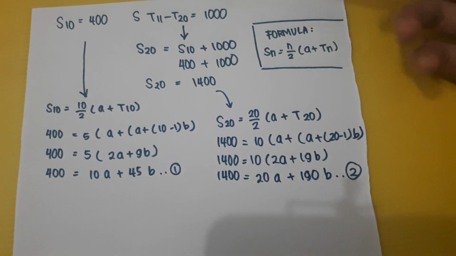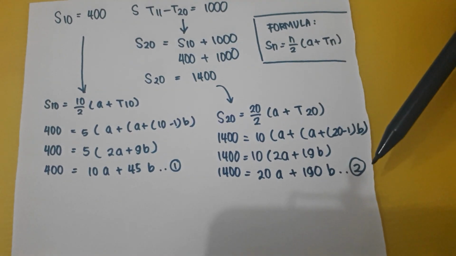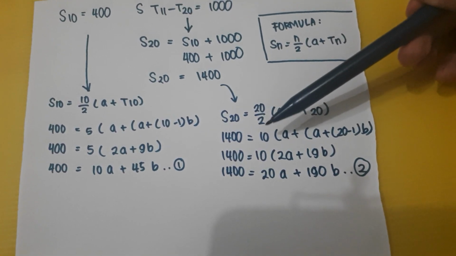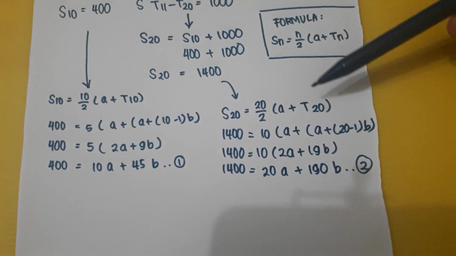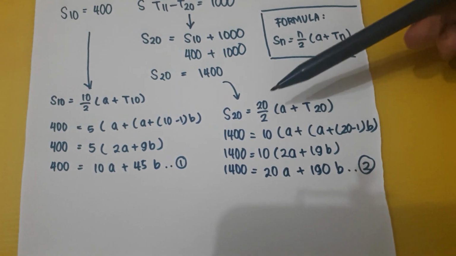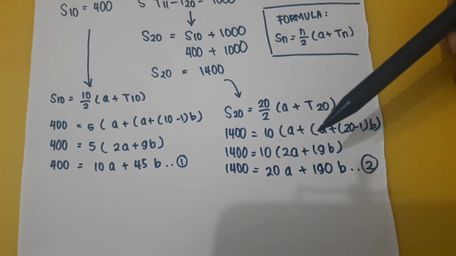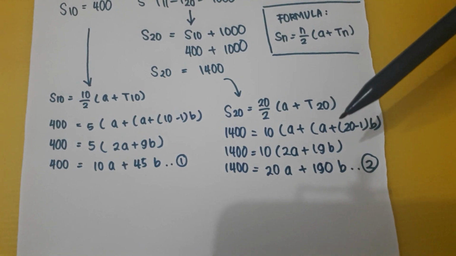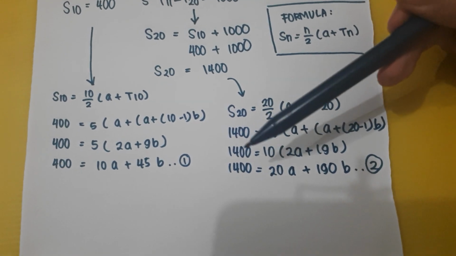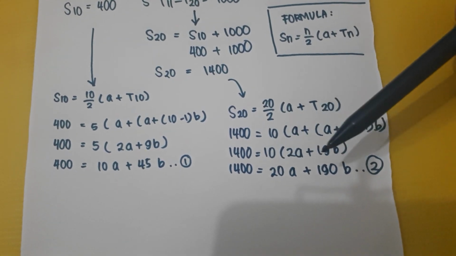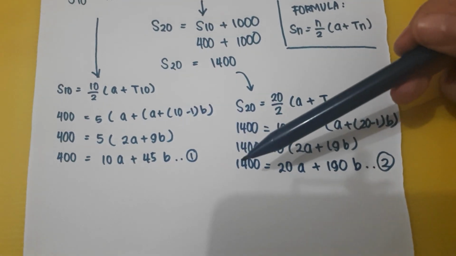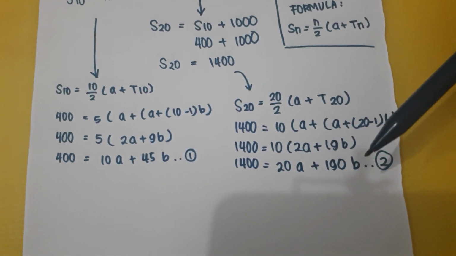Next, we can use the sum of the first 20 terms to find the second equation. So the sum of the first 20 terms will be equal to 20 divided by 2 times a plus the 20th term. The sum of the first 20 terms is 1400, equal to 20 divided by 2, which is 10, times a plus the 20th term, which can be broken down to a plus 20 minus 1 times the common difference. Work this out and you will find 1400 equals 10 times 2a plus 19b. And the second equation will be 1400 equals 20a plus 190b.